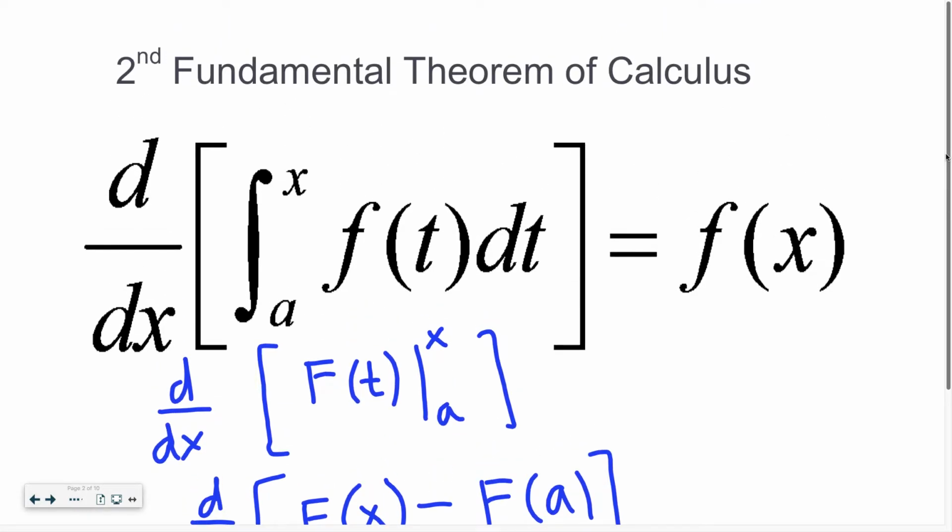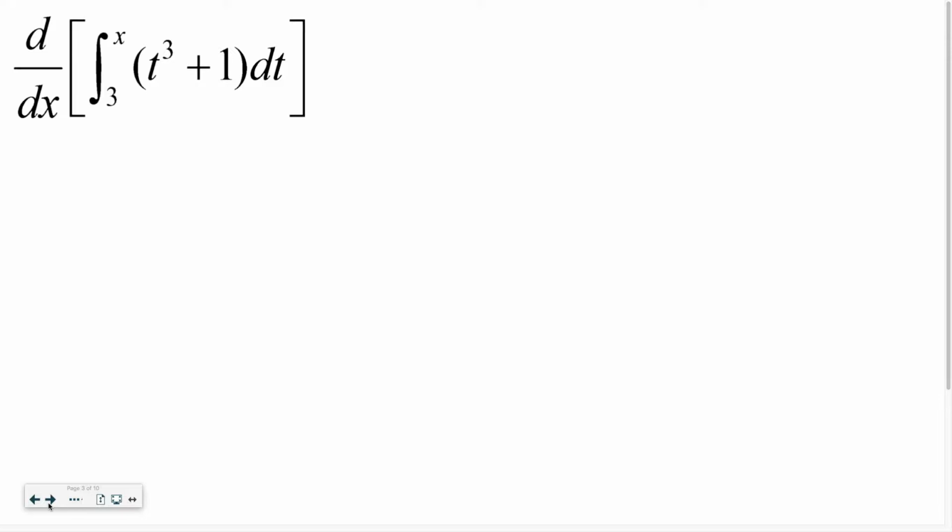Now, a does need to be a constant, so a number of some kind. Sometimes you'll see 0, sometimes you'll see -5. As long as this is a constant, that's all that matters. So we're going to do some examples, and I'll show you how things can kind of change inside of our problem. But here's our first one. Go ahead and write it down.